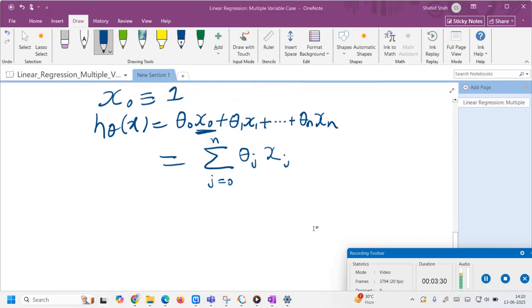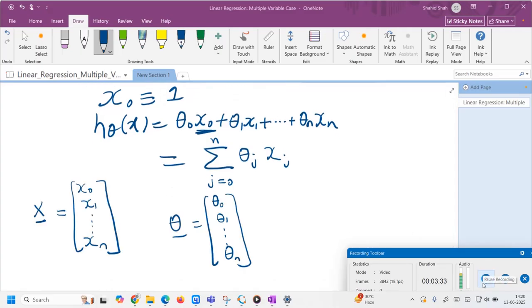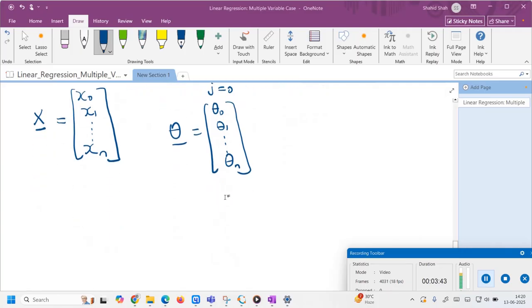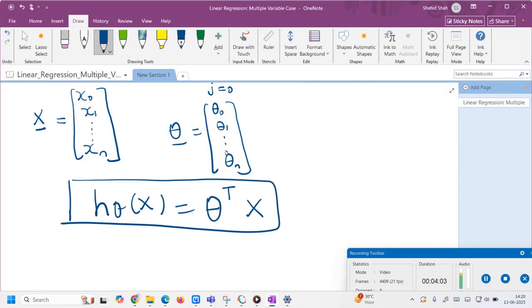Let's try to write it in the vector form. So how will we write? We define a vector x whose components are x0 to xn, and a vector capital theta like this with an underscore. Basically these are bold letters, but we can't write bold letters on the board, so I'm writing an underline. So now this hypothesis function, h theta of x, can be written as theta transpose x. You can check theta transpose x. You know that theta transpose x is the components multiplied and then summed up. So this makes it a convenient notation for the hypothesis function.